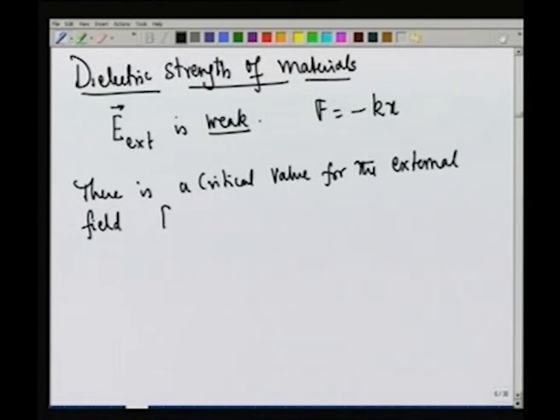So, let me call it E naught, E critical. So long as E is less than E critical, everything is fine, the material continues to remain an insulator. But the minute E exceeds this E critical, the material can change its property. It will not continue to remain an insulator, it will not be a dielectric, it will become a conductor.